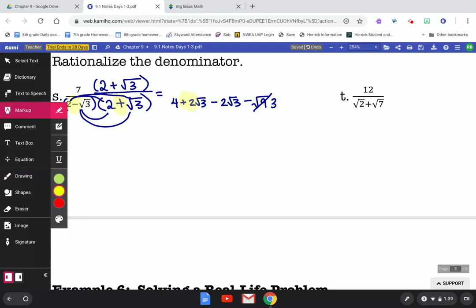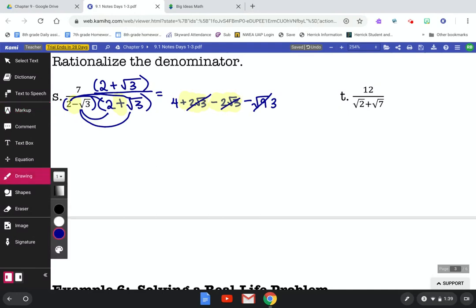We have positive 2 root 3, take away 2 root 3. So that eliminates that in the denominator. So essentially we just have 4 minus 3. Oh, that's lovely because we end up with 1 on the bottom. No radical symbols. That's the goal.